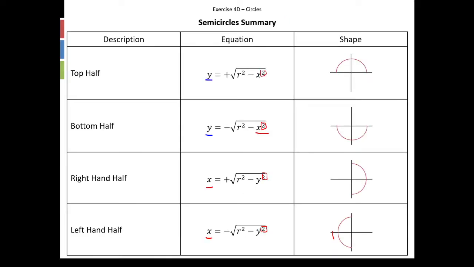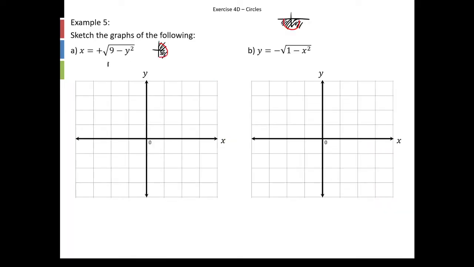Coming back, we have our r squared term. In this case, 9. Cool. Not translated, so its center is there. Go out 3, up 3, go down 3. I'm not going to go left 3 because it's a semicircle and on the side. Oh, that's terrible.